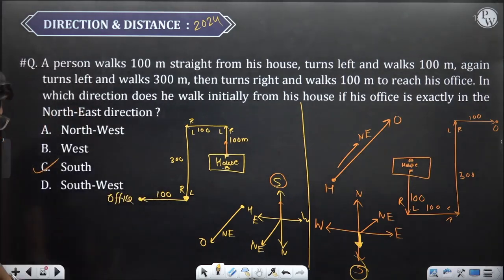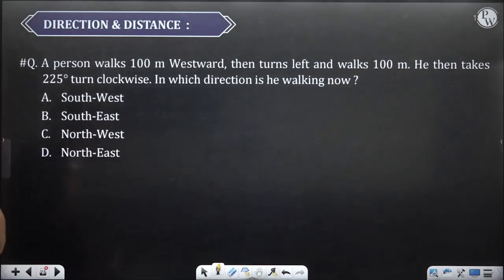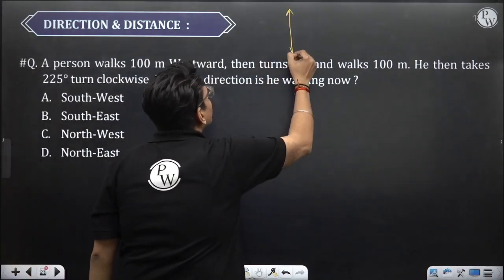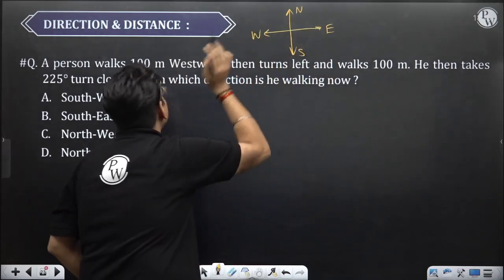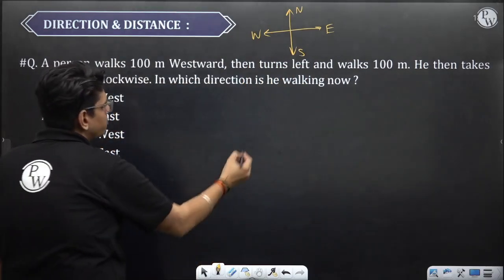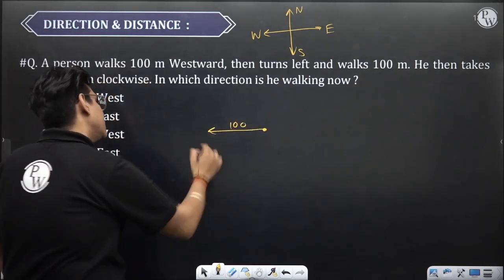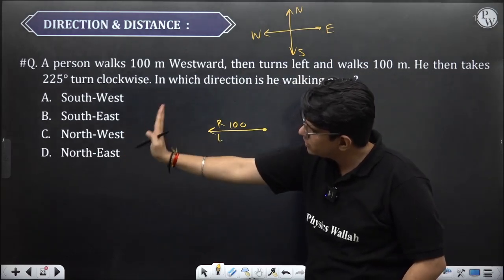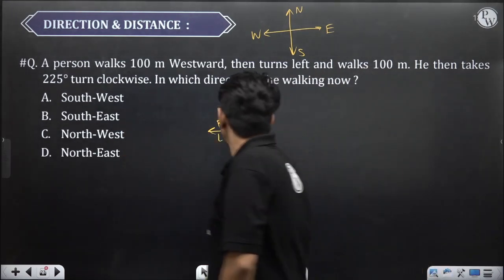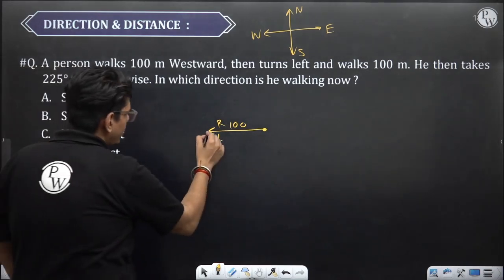This is our final question now. We'll end our video with this. A person walks 100 meters westward, right? This is again our main directions. This is north, south, east, west. Okay, a person walks 100 meters westward. This is west, this is 100. Okay, this is right, this is left. If I am going like this, this will be my right, clockwise, this will be my left, anti-clockwise, right? So this is right, this is left. Then he turns left and walks 100.